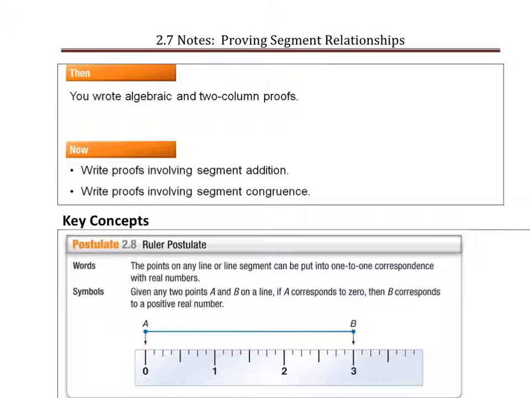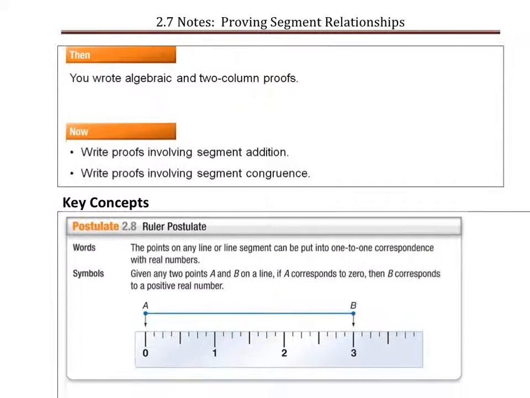Okay, so in the last section we were working on getting used to the two-column proof method, using things that we know, solving algebraic equations. Now we're going to add in the geometry, and we're going to be starting to look at the segment addition postulate, which we're pretty familiar with, but we're going to be doing things inside of the two-column proof structure.